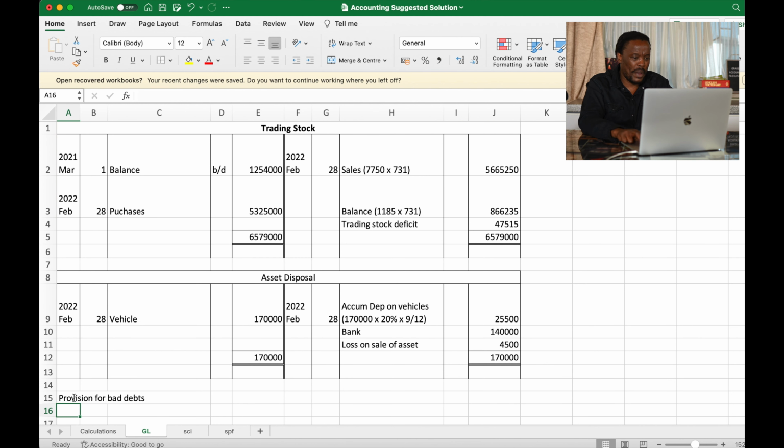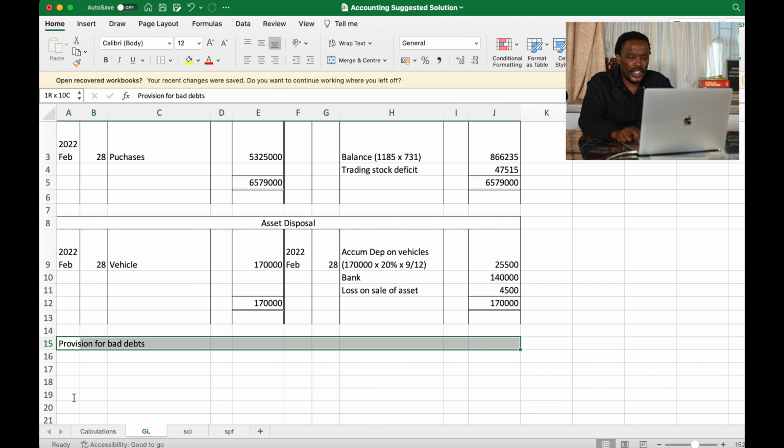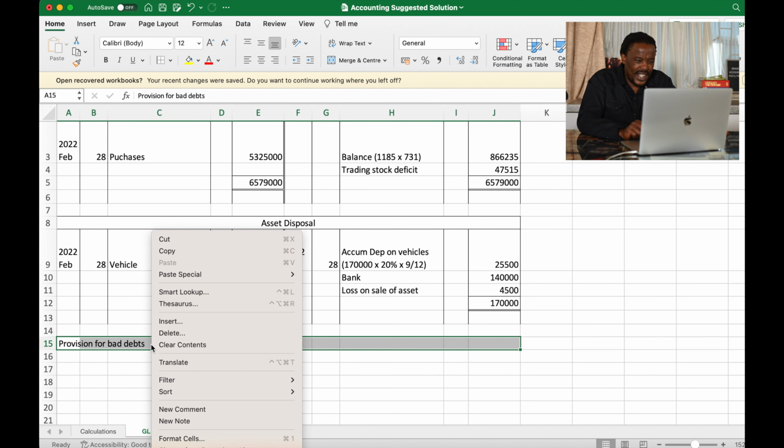Now, provision for bad debts, let's open the T account just like we did previously, just for the sake of completeness. I might take longer than the time allocated. I'm facilitating, I'm showing this one is the first one, so I'm going to go deep with you. Other exercises you will see, we'll just go quick because we are facilitating.